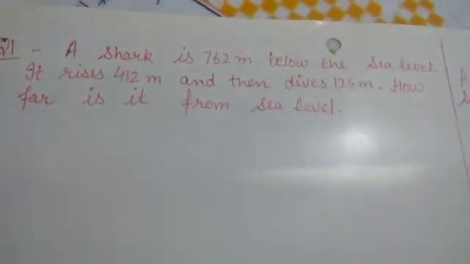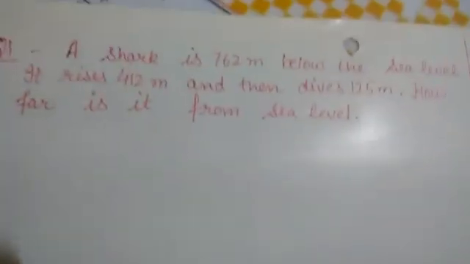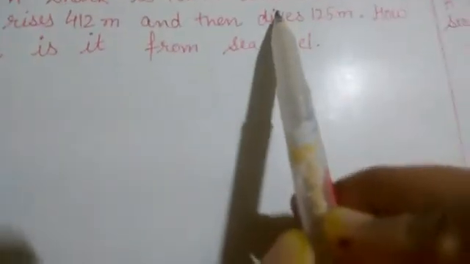Good morning to everyone. Today we have to do several questions. So let's start. The first question is: a shark is 762 meters below the sea level.